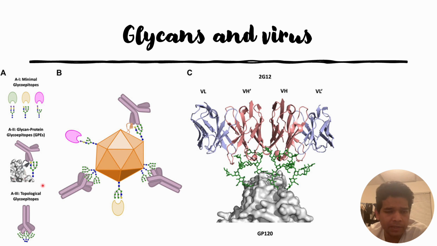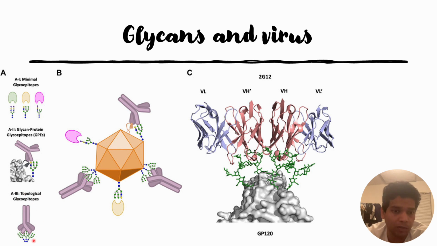both the protein epitopes and the glycans can interact with the Y part of the antibodies. And the next type of interaction is known as topological glycoepitopes interaction. In this case, the glycans that are present on the glycoproteins, the cluster of glycans, then interact with the X type structure of the antibodies, as can be shown here. So this is known as topological glycoepitopes interaction.